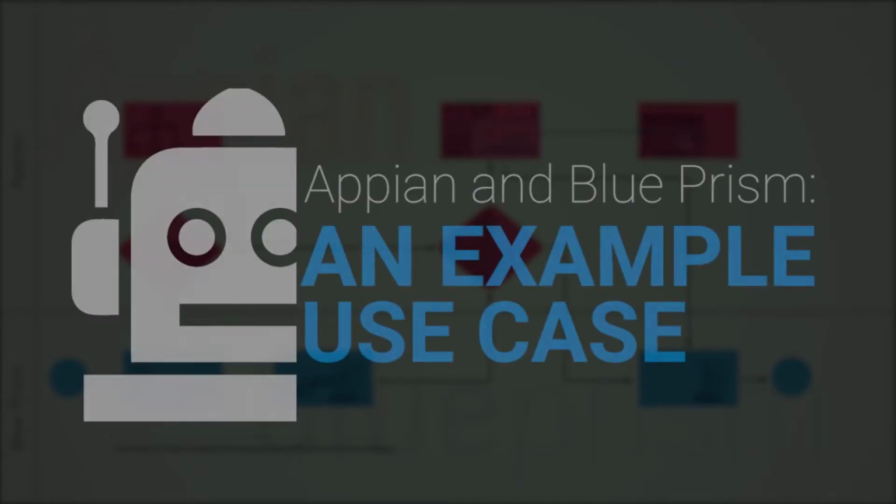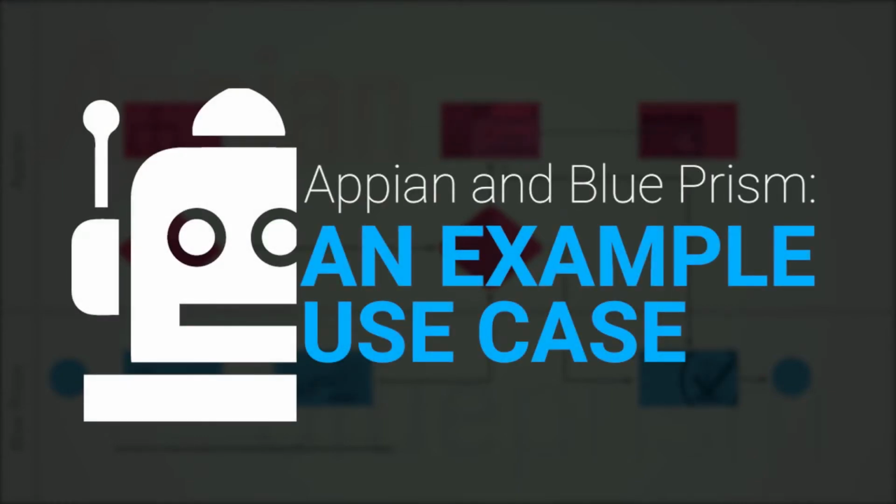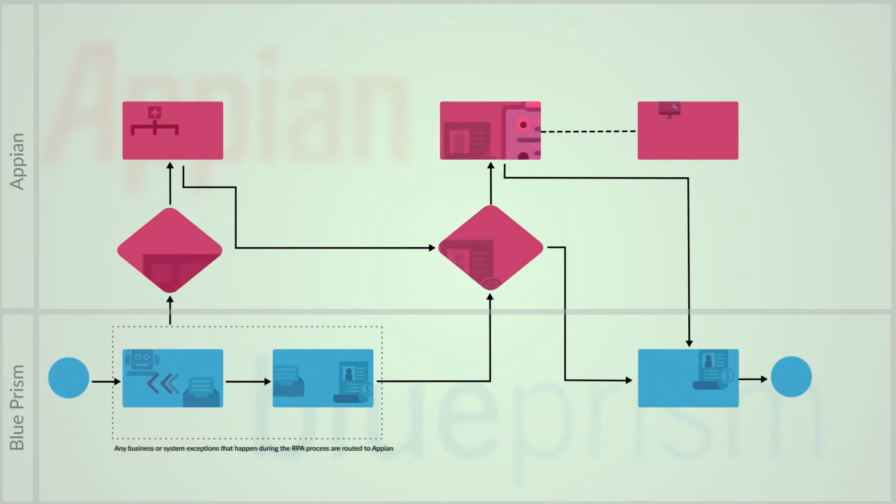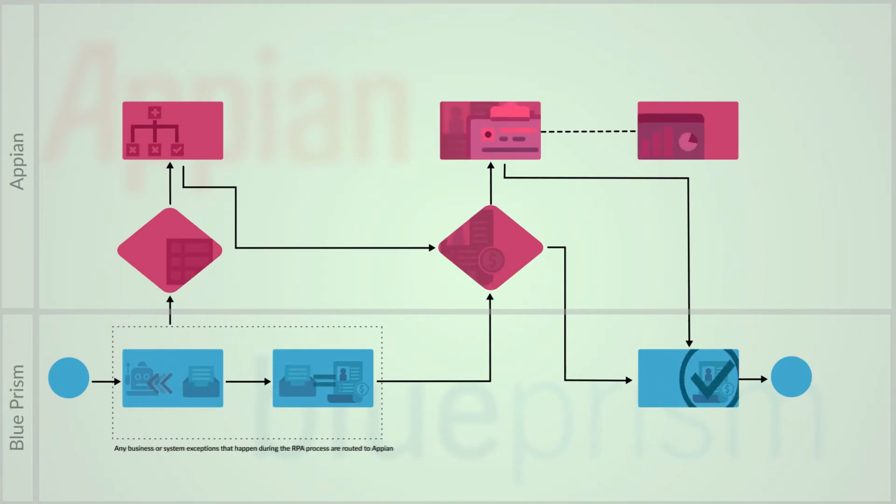In this lesson, we're going to show you how Appian and Blue Prism work together through an example use case on invoice processing. The objective is to process invoices and insert data from each invoice into a legacy accounts payable system. The system doesn't have any APIs, so without Blue Prism's robots, we'd have to build integration points.